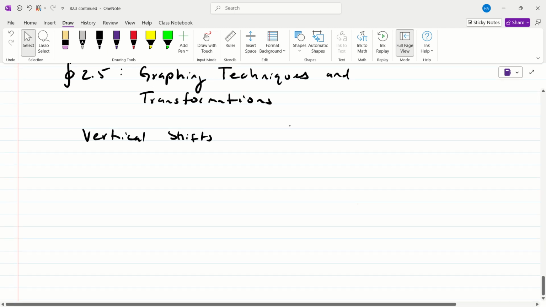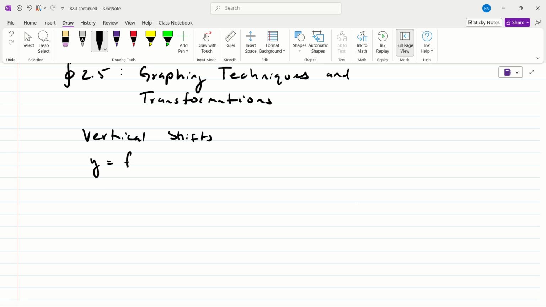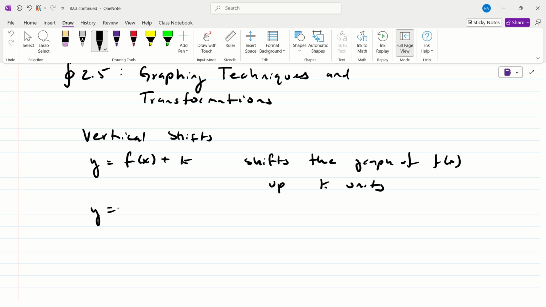Given a function f of x, if you took that function and added k to it, this is going to provide you with a vertical shift up k units. So again, this structure shifts the graph of f of x up k units. Similarly, if you were looking at the structure f of x minus k, this will be a shift down k units.